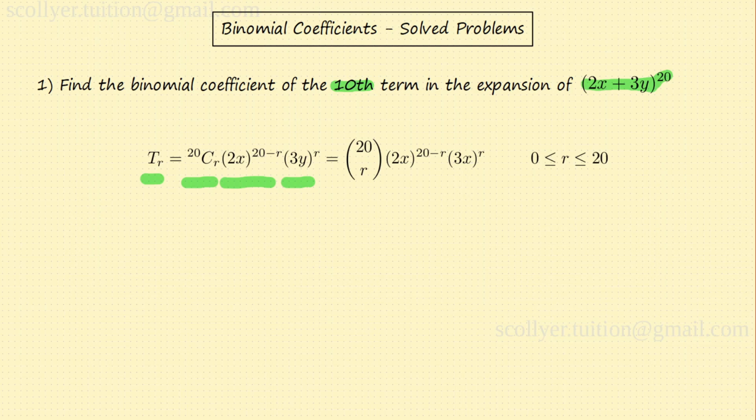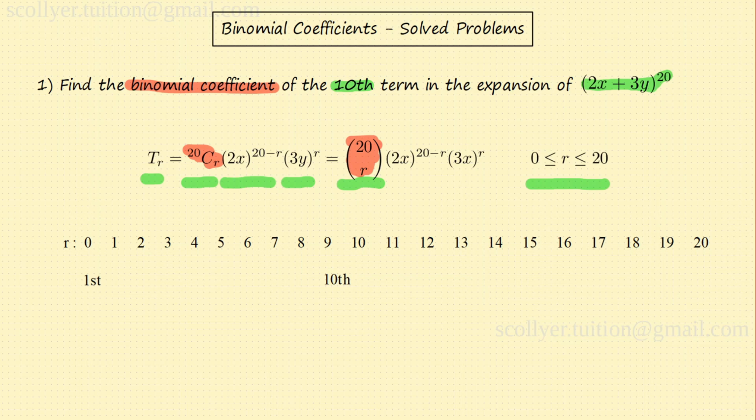And if we wish, we can write 20 choose r in this form. r ranges from 0 to 20 inclusive. The question asks us to find the binomial coefficient of the 10th term. The binomial coefficient is simply 20 choose r. So that is the only part of t sub r that we need to calculate. The rest of it is completely irrelevant for this question.